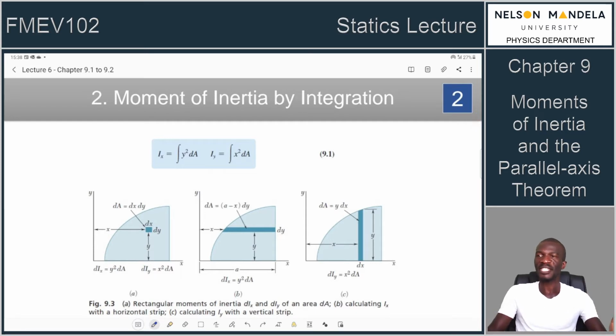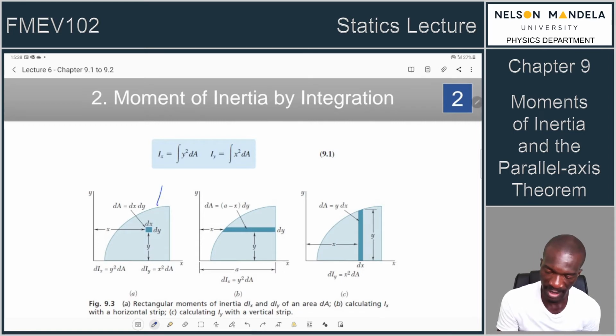Now, moments of inertia by integration is simply a second concept which seeks to make life easier if we have some shapes of these beams or these objects which are described by analytic functions.